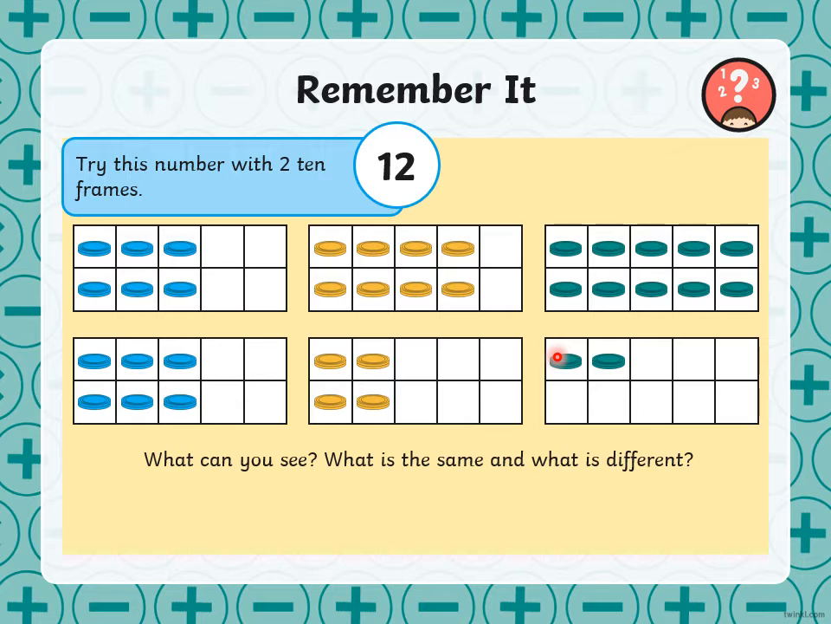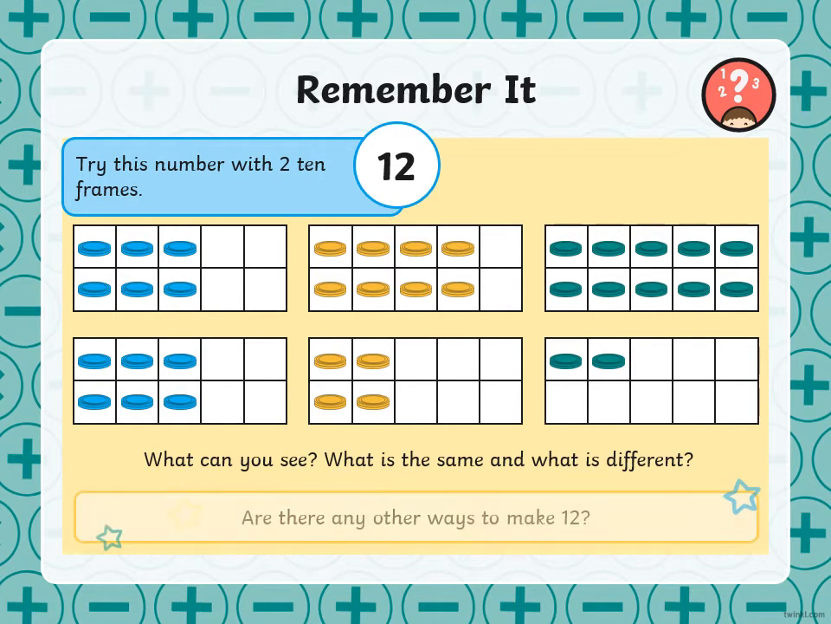So we're grouping our numbers in different ways, making different combinations with our numbers using the 10 frames. I wonder if you can change it around and make yours differently. What would you do? Have a think about it. And see if you can create some different ways with your 10 frames at home.